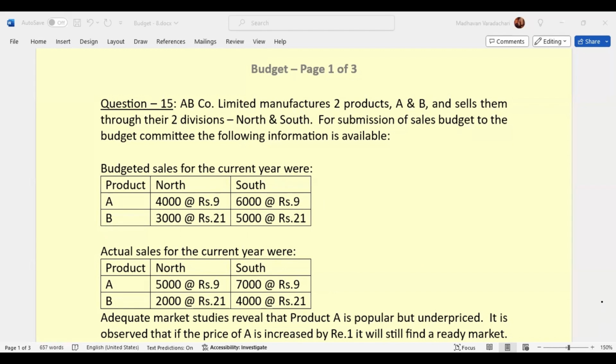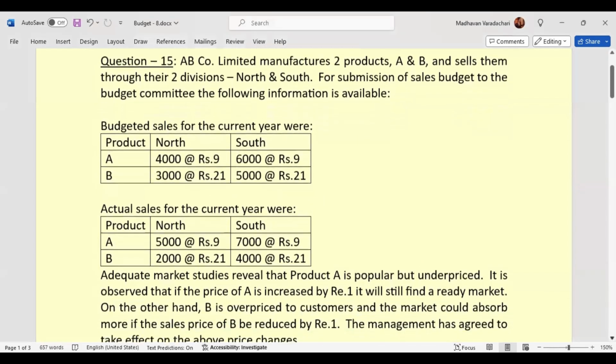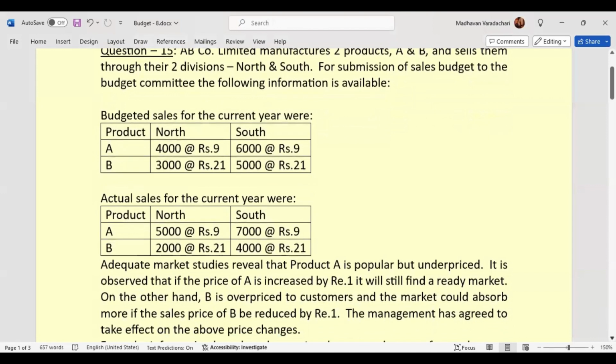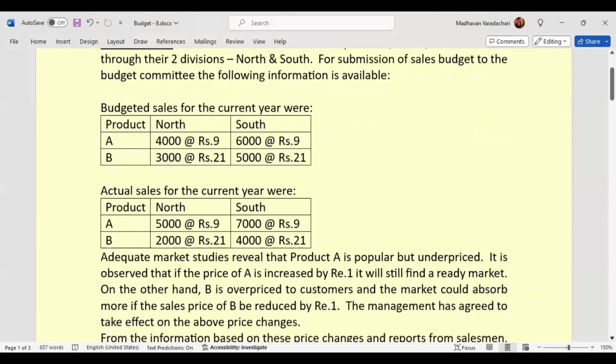Adequate market studies reveal that product A is popular but underpriced. It is observed that if the price of A is increased by rupee 1, it will still find a ready market. On the other hand, B is overpriced to customers, and the market could absorb more if the sales price of B is reduced by rupee 1. The management has agreed to give effect to the above price changes.